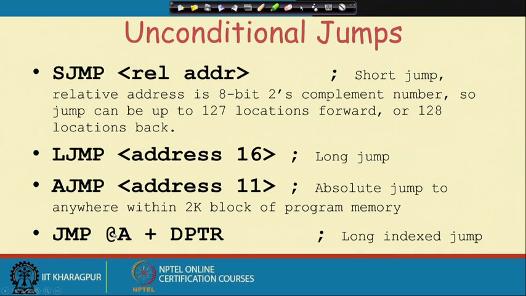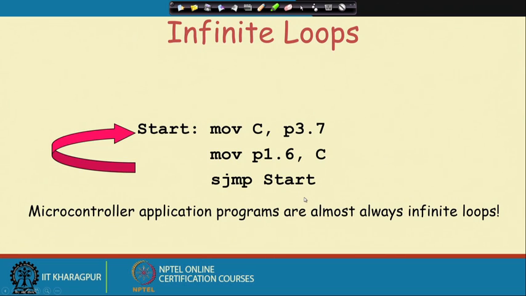The jump @A+DPTR. So, this is a long indexed jump. DPTR and the A value will be added, and the processor will jump to that particular address. So, you can create some small infinite loops in this fashion.